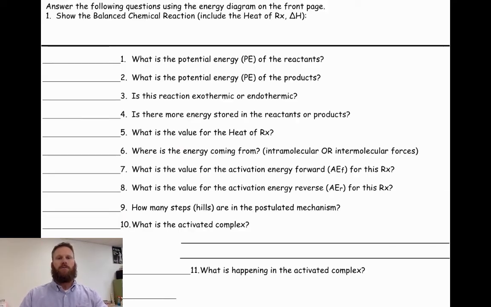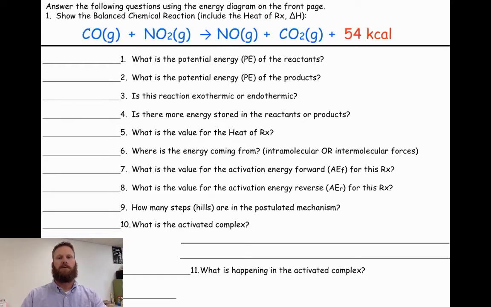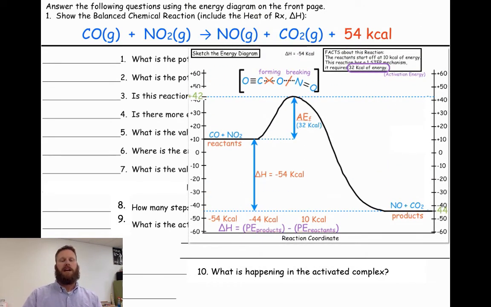All right, let's answer some questions using the energy diagram. A delta H of negative 54 kcals means the reaction is exothermic. So when we write the balanced chemical equation, 54 kcals needs to be written as a product. What is the potential energy of the reactants? We can see right here that the potential energy of the reactants is positive 10 kcals. What is the potential energy of the products? The products are here in the energy level diagram. They have a potential energy of negative 44 kcals.